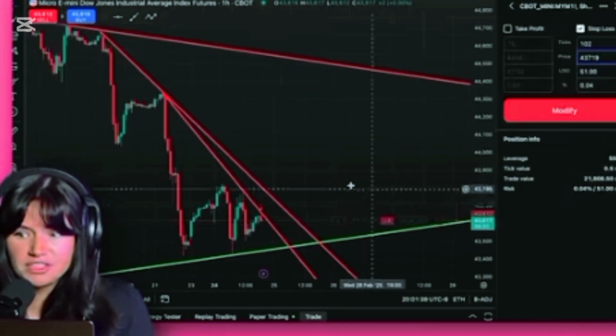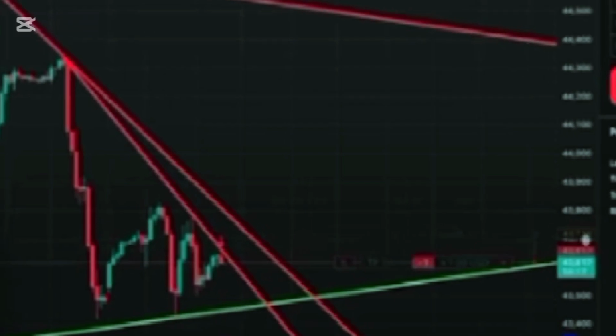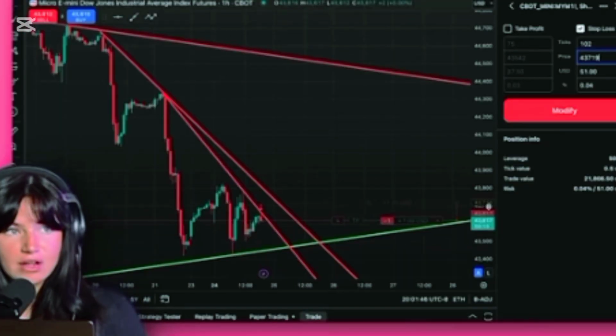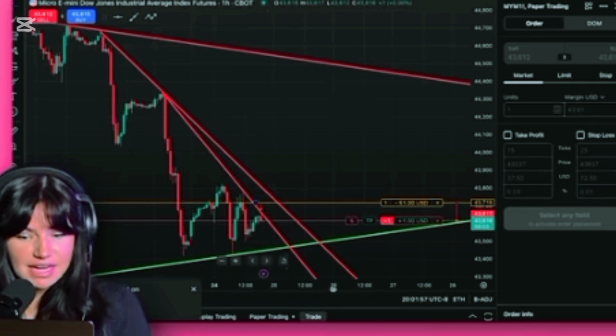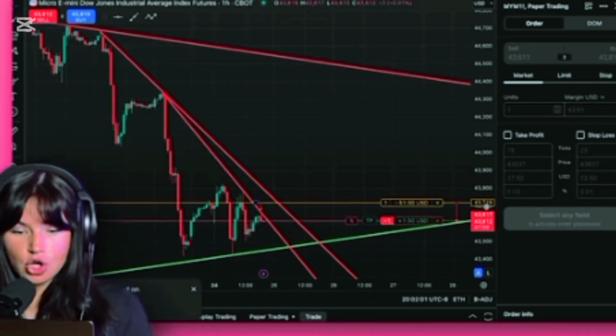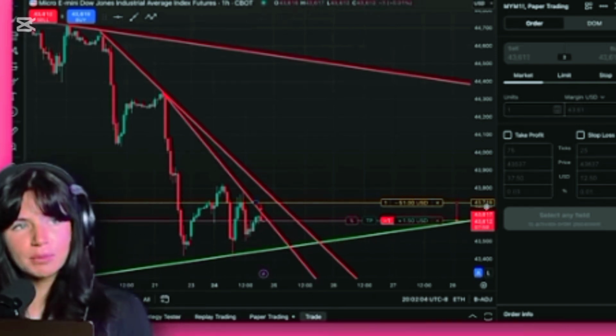Now in this scenario, we only need to risk $50. If the price comes up to 43,719, we know, all right, this wasn't a bounce of the downward trend line. I'm willing to lose $50 on this trade, so we have our stop loss in place. If the price comes up, breaks this downward trend line, and hits this 43,719, we have to take a $51 loss. But now what happens if the price continues in our favor?